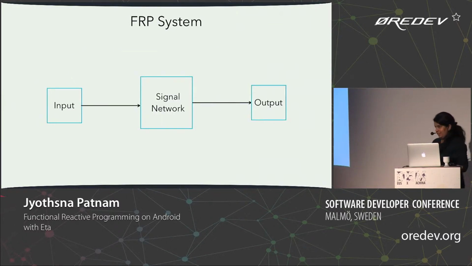An FRP system consists of a set of input signals that are transformed into an output signal. So here you have the signal network where some operation goes on, and that takes care of all the transformation.